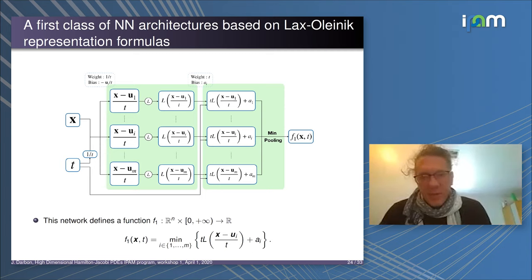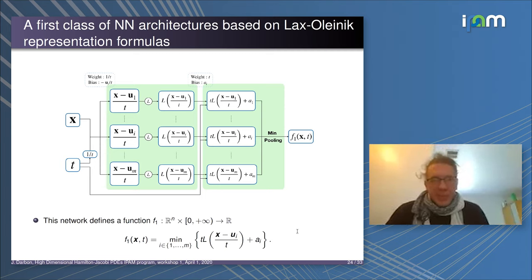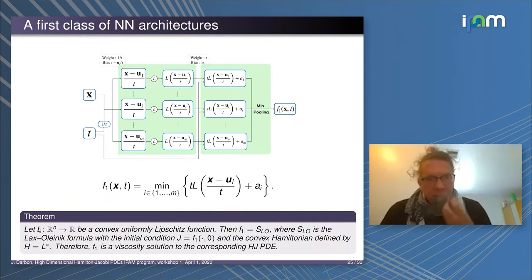So it is very reminiscent of the Lax formula, and now we're going to have conditions so that F1 actually is an officially a formula for the PDE. So this is what we have. So if L, the activation function that I see as the Lagrangian, is convex and uniformly Lipschitz, then the neural network is the Lax-Oleinik solution for the initial data J, where you put t equals zero here. And the convex Hamiltonian is given by the Legendre transform of the Lagrangian. And then you get that F1 is a viscosity solution to the associated Hamilton-Jacobi PDE.